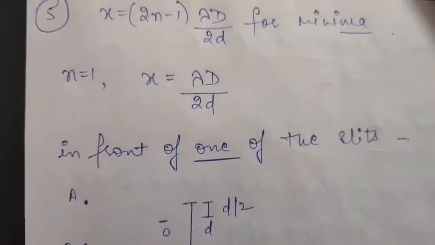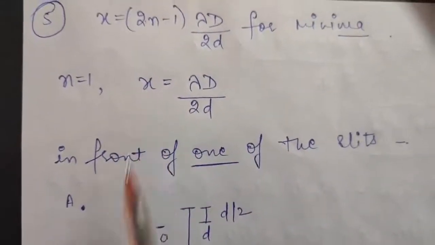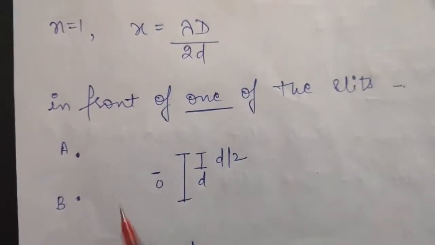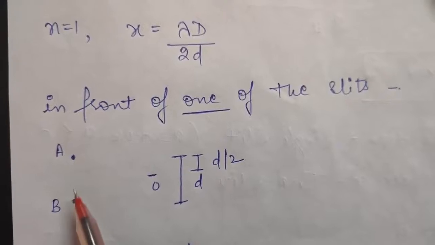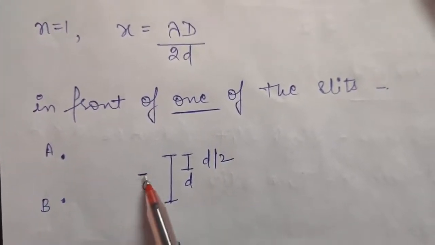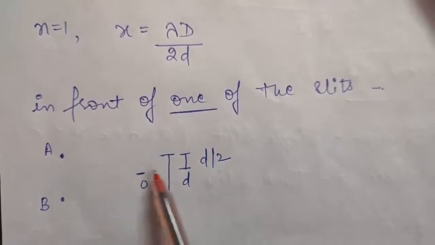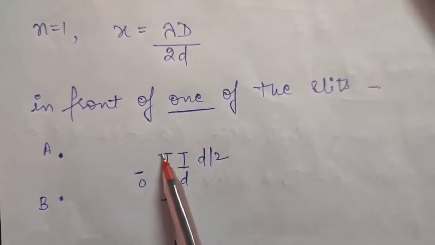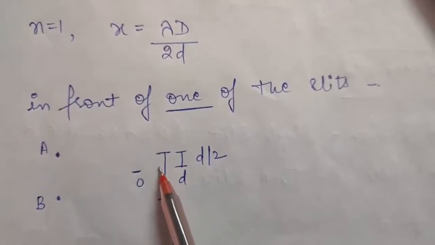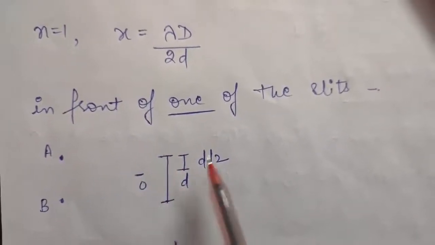Now you are given that this distance is in front of one of the slits. Suppose A and B are two slits, and as you know the distance between them is small d. This is the midpoint of the slits. Now suppose your first minima is here, in front of the slit A. So you can say this distance from the center will be d by 2.